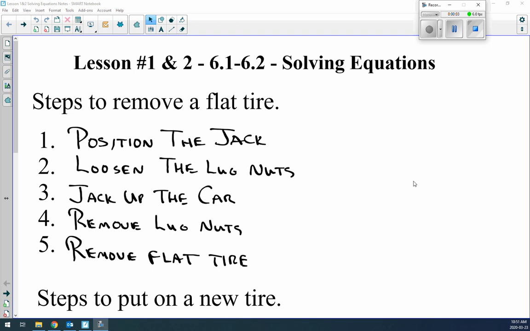Okay, this is grade 9. One lesson here. Well, it's lessons 1 and 2, 6.1 to 6.2. We're going to talk about solving equations. So this may seem like a weird example, but this is a great way to teach about equations.